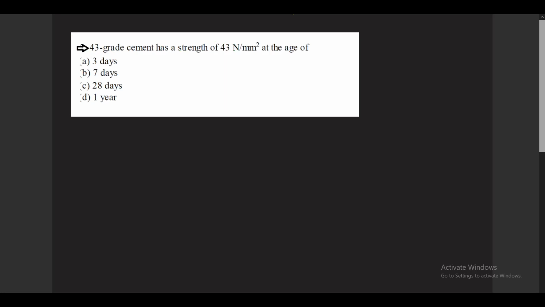Now the next question is a very simple question. You can see that the 43 grade cement has a strength of 43 Newton per mm square at the age of. A very simple question. They are giving the strength and asking the age. The correct option here is 28 days. You all know about that.